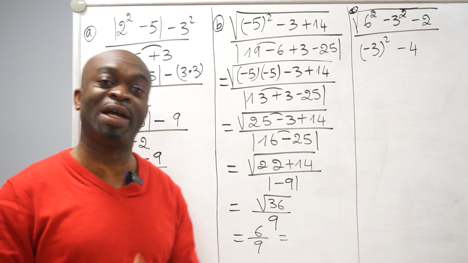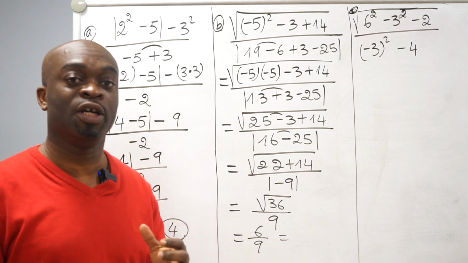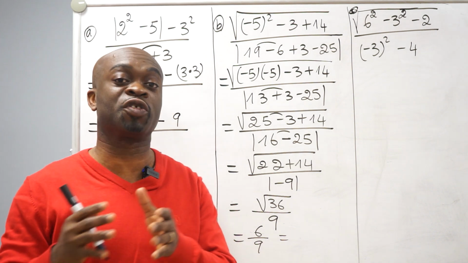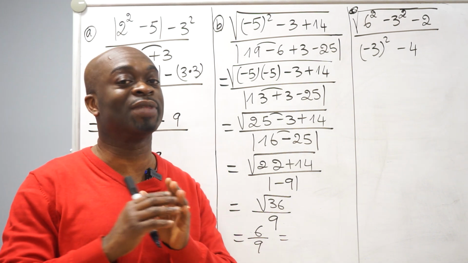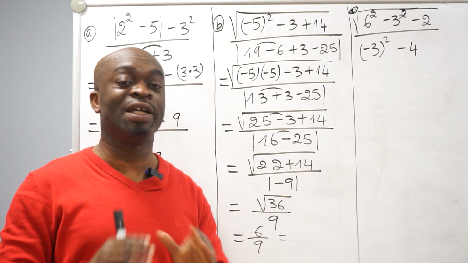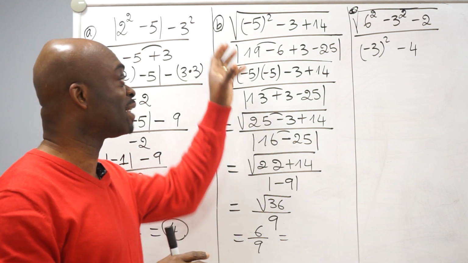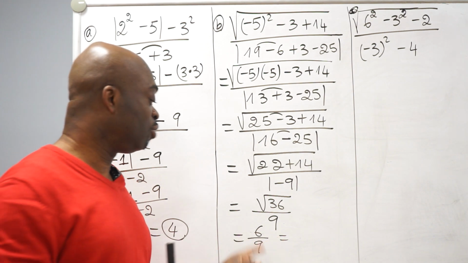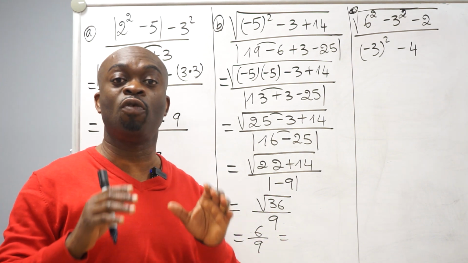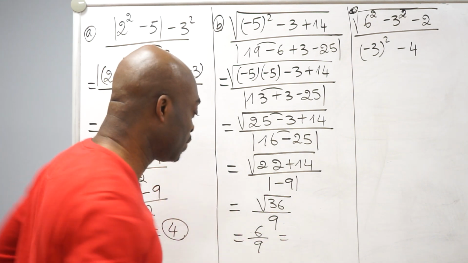Because remember, ladies and gentlemen, anytime you're dealing with fractions, you always got to reduce it to the lowest term, unless the instruction is saying something different. Otherwise, if the instruction doesn't say anything, they say just compute, calculate, do the operation, you have to always go to the lowest terms, okay?